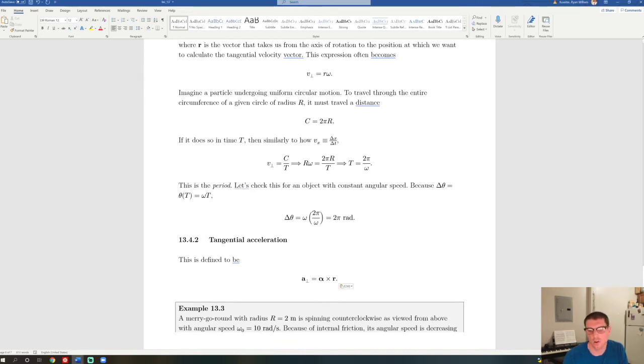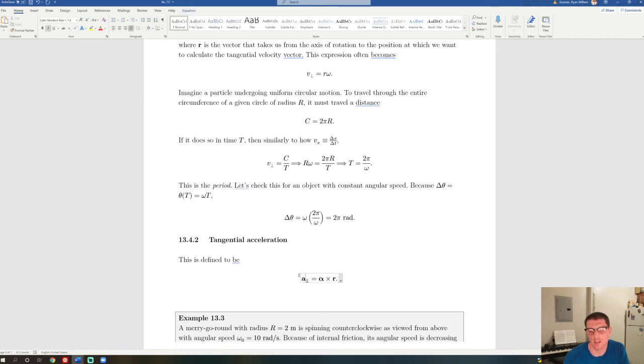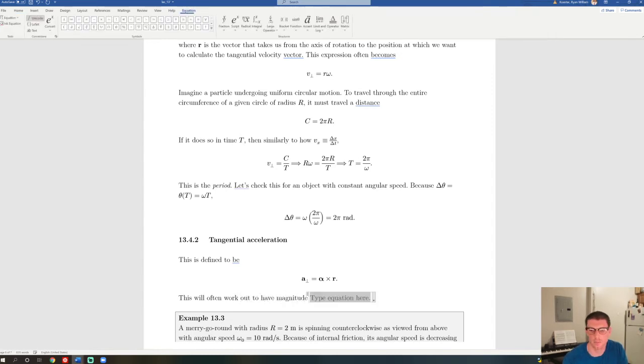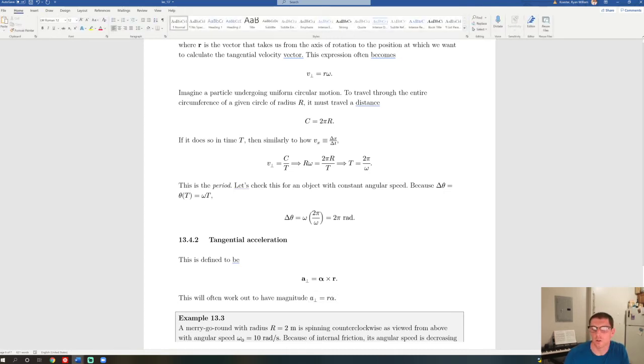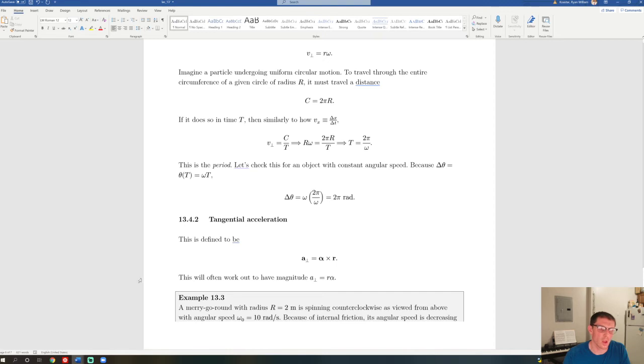And as with the tangential velocity, this will often work out to have magnitude. I'm going to say a sub perpendicular equals r alpha. Okay, so that's cool. And we'll look at an example of both these ideas, just so hopefully it becomes a little clearer.